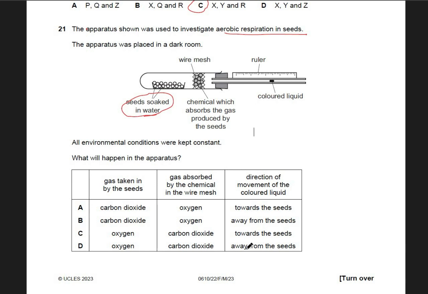Now we have to look at this. So what will happen? The seeds are using oxygen. They're using the air. They're using the oxygen, so they're sucking in the oxygen. What will happen? The colored liquid will move towards the seeds, not away from the seeds. All right, because whatever is being produced is getting absorbed. So the air is only getting sucked in, not released. So this makes the answer C. I hope this was clear.